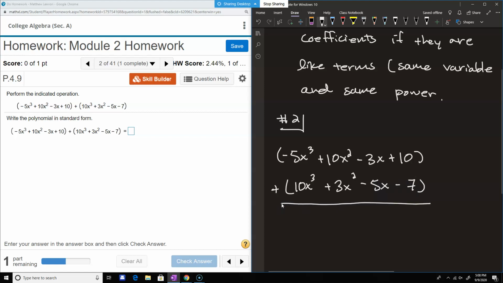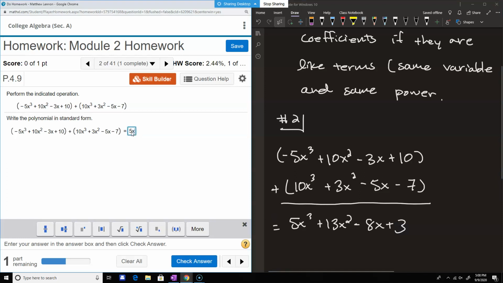So the easiest way to do this is vertically, and then we just add the regular numbers. So we have 10 minus 5, which leaves us with 5x cubed, and then 10 plus 3 is going to be 13x squared, and then we have minus 8x, and then a plus 3. So that would be your final answer there. We can just line everything up, and we're good to go. So we have the 5x cubed plus 13x squared minus 8x plus 3.